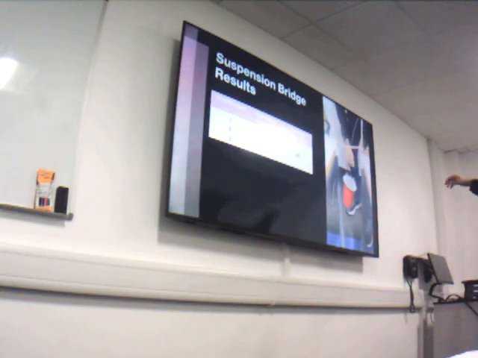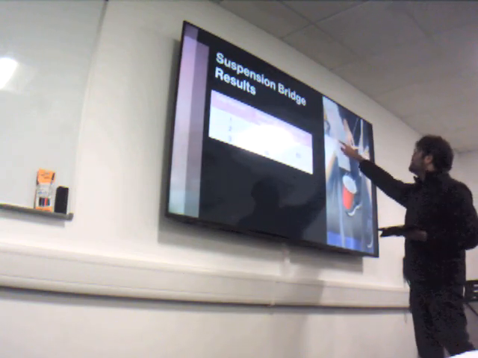Next slide. So this is the video of our failure of the suspension bridge. As you can see, the beam is starting to buckle now. In bridge engineering, this is what is called flexural failure. In this beam, the upper part goes under compression and the under part goes under tensile strength, and it fails.